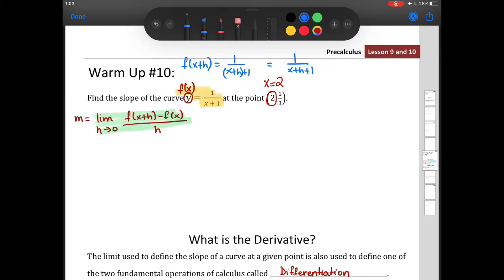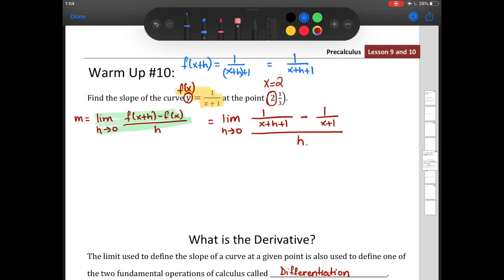Now I'm going to substitute this into my difference quotient, and what do I get? It's going to be limit as h approaches 0, instead of f of x plus h, I'm going to write 1 over x plus h plus 1, minus 1 over x plus 1, all over h. Right, so now I need to do some algebra in the numerator. I need to simplify it. I'm going to take the common denominator, and then I'm going to simplify it from there.